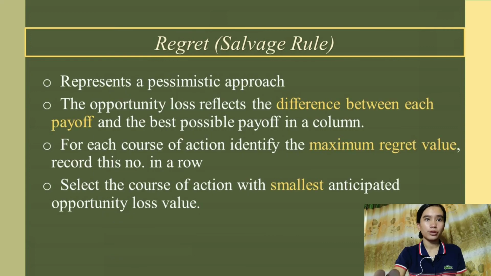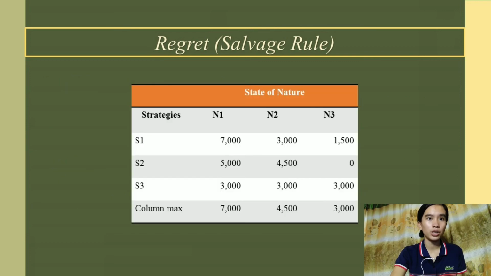So last is the regret or salvage rule, wherein it represents a pessimistic approach. The opportunity loss reflects the difference between each payoff and the best possible payoff in a column. So here the column and not the row is the focus. So for each course of action, identify the maximum regret value, and we will select the smallest anticipated opportunity loss value. As I said earlier, we will be concerned about the column, not the row, unlike that of the other criteria.